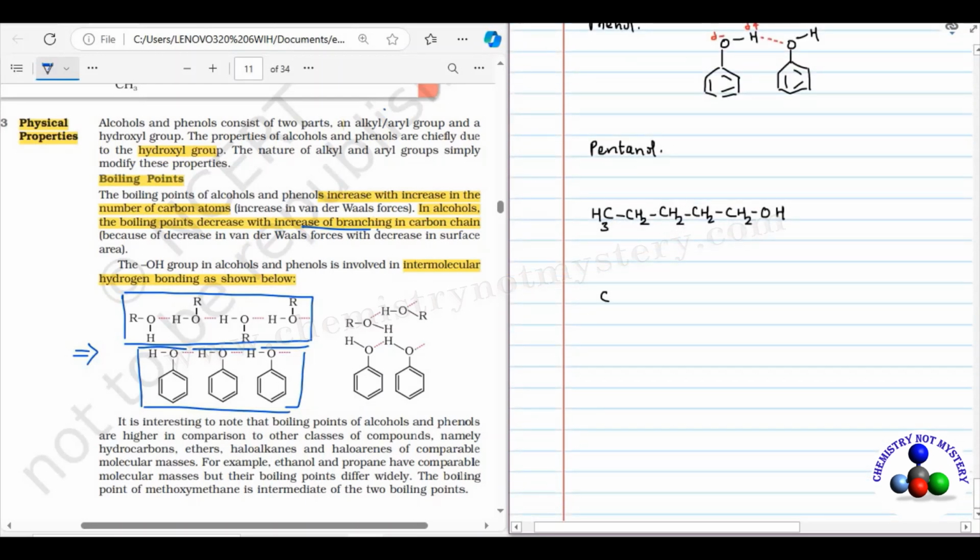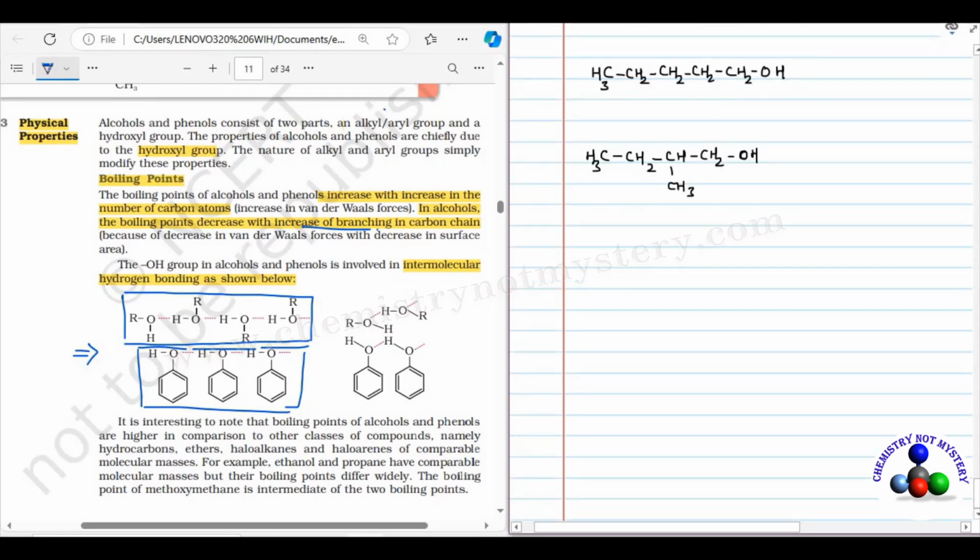Now draw another isomer: CH3 single bond CH2 single bond CH, CH2, OH, and here it is bonded to another CH3. So it is one branched isomer. Now draw another structure in which there is one more branch. So CH2, it is C, it is bonded to OH. Here this is bonded to CH3. On this side it is bonded to another CH3.